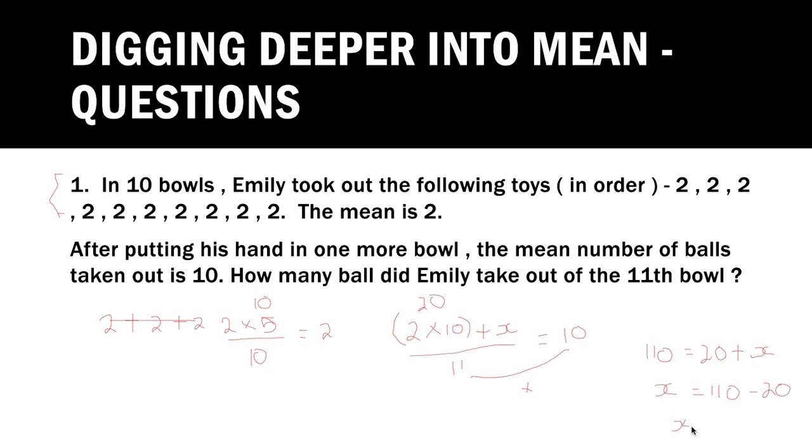So 110 minus 20, I'm going to do the column method here. Or you can just use simple subtraction mentally, because this is a simple question for me. So 0 minus 0 is 0. You keep this as 11. And you keep this as 0. 11 minus 2, 9. So the answer is 90. X is equal to 90. So the number of balls taken out is 90 balls.